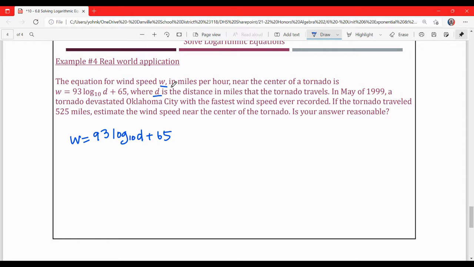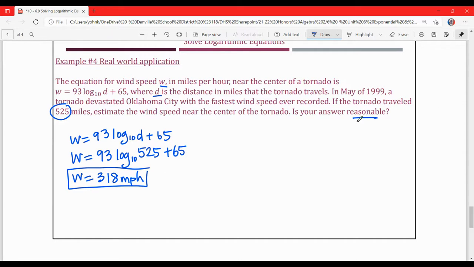Is your answer reasonable? Well, this 525 miles is how much they traveled. D is the distance they traveled. So we're going to substitute 93 log base 10 of 525 plus 65. Well, this is nice. All this stuff on the right side can be plugged into a calculator, and I get 318 miles per hour.